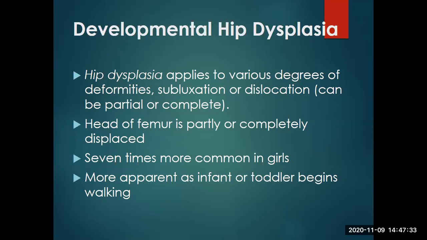So developmental hip dysplasia, that's also known as congenital hip dysplasia. And it's a term that's applied to various degrees of deformities. Like, for example, your book says subluxation or dislocation, and it could be partial, and it can also be complete. And the dislocation of the hip is commonly discovered during a very basic visit to the doctor.